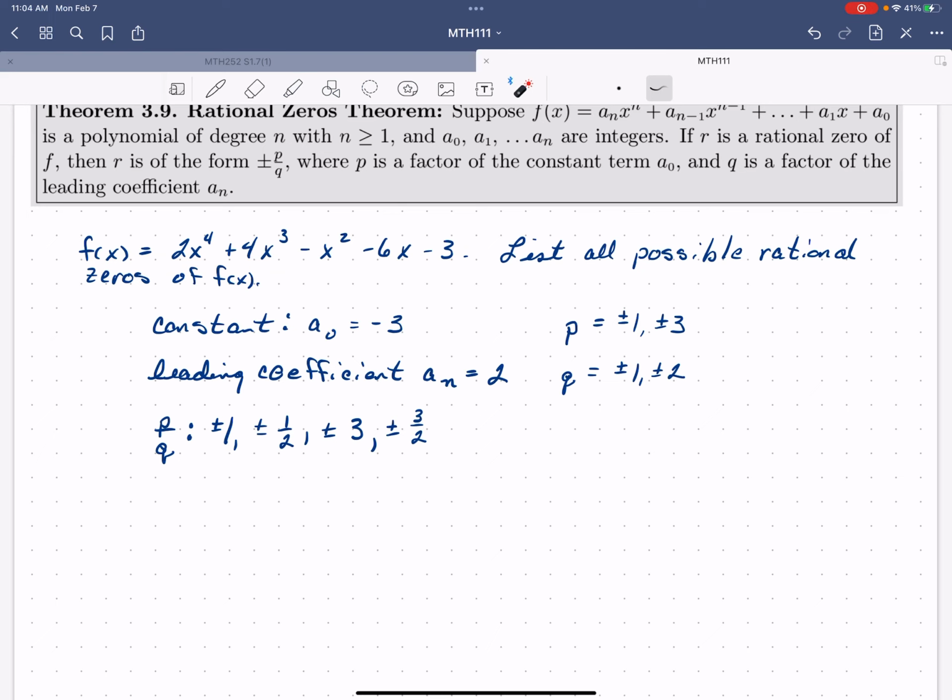Let's try another one. That one was relatively simple because both the leading coefficient and the constant term were prime numbers. So my list of factors was pretty straightforward. Let's try this again.